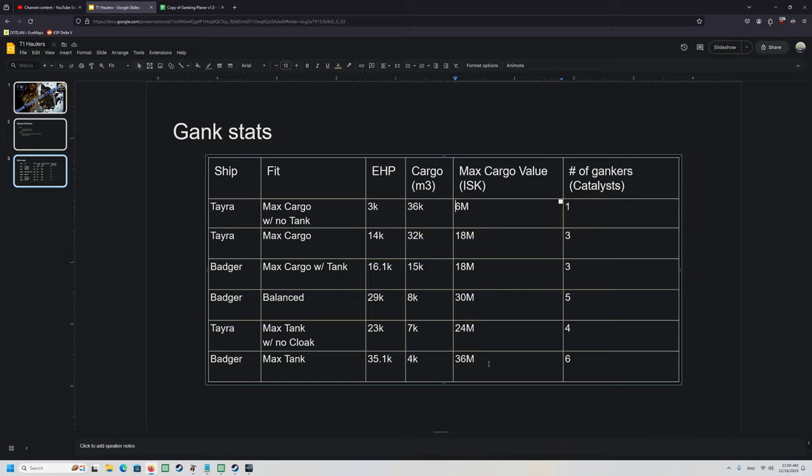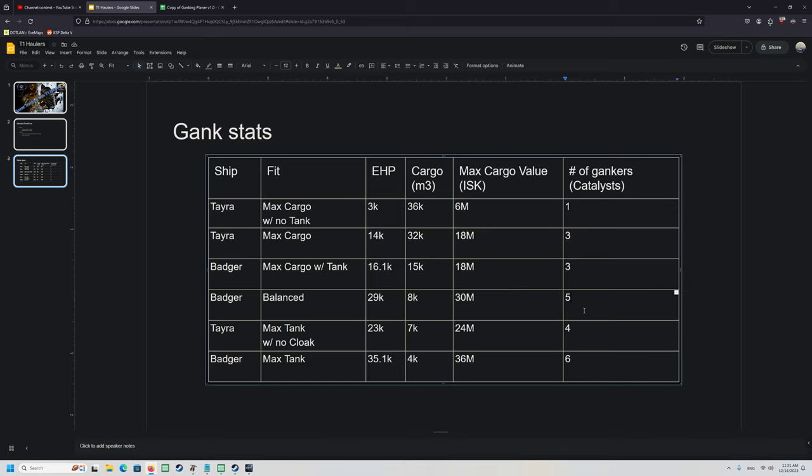So contracts should match the value of what's in your cargo. Let's say I'm flying this balanced Badger right here. This ship's worth about 20 million, and I can haul a max cargo value of 30 million. So right off the bat, I need 20 million for the Badger, and I need 30 million for collateral. So that's 50 million ISK that I need sitting around.